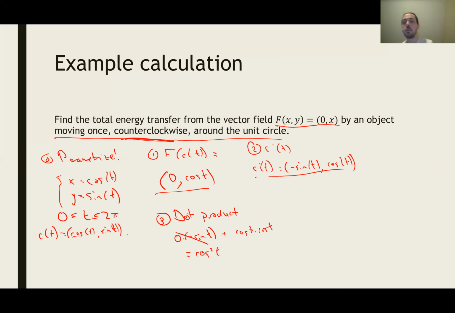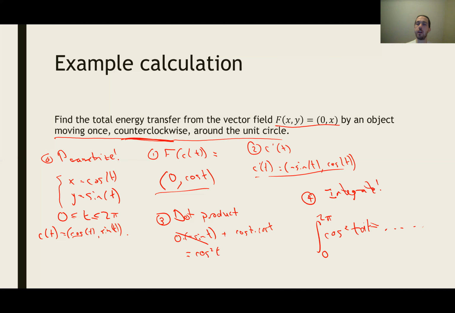That's our dot product. And then finally, at the end of the day, we integrate. We're integrating this function that we got, cos squared t. And when we integrate cos squared t, we're going to be integrating it from 0 to 2 pi, because that was the time that we were parameterizing to go once around the unit circle, with respect to dt.